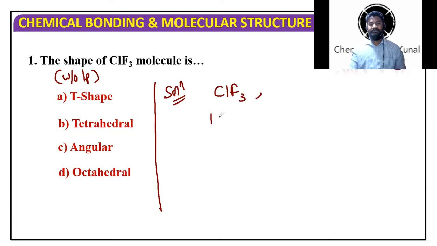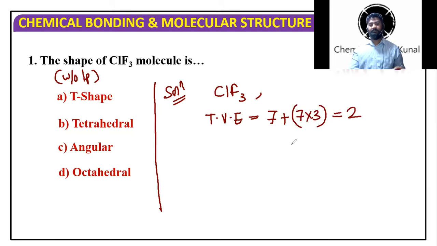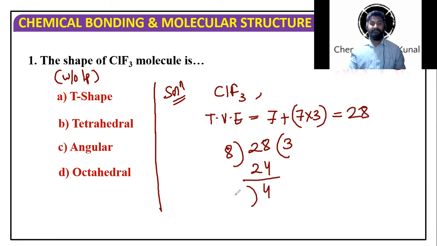What to do first? Total valence electron. How to find total valence electron? 7 because of chlorine, 7 times 3 because of fluorine. What's the answer? 28. What to do? Divide 28 by 8 first. How many times? 3 times. 24, 4. Now remainder should be divided by, excellent, 2. So 3 plus 2, 5.